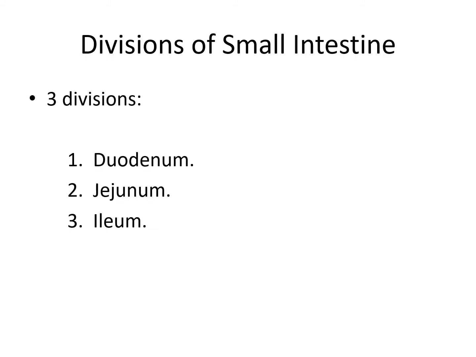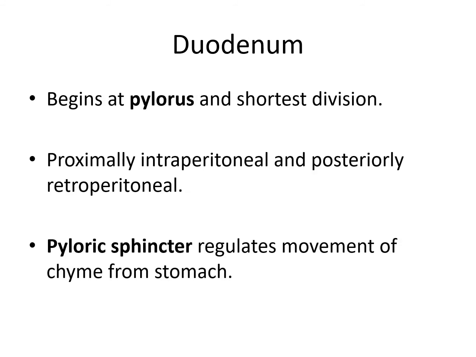There are 3 divisions of the small intestine: the duodenum, the jejunum, and ileum. The duodenum begins at the pylorus and is the shortest division, maybe only like 10 centimeters. It's interesting because it's approximately intraperitoneal, but posteriorly retroperitoneal. So you can have a single structure that is both intraperitoneal and retroperitoneal. Okay, remember these terms. Intraperitoneal is within the peritoneal cavity, and retroperitoneal is outside of it.